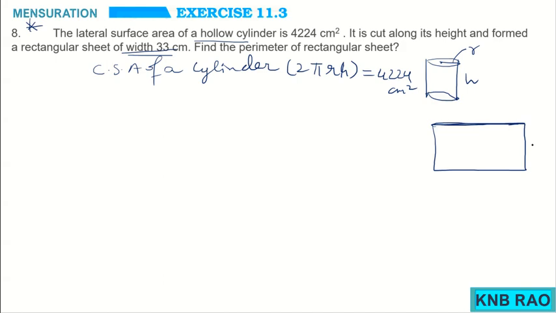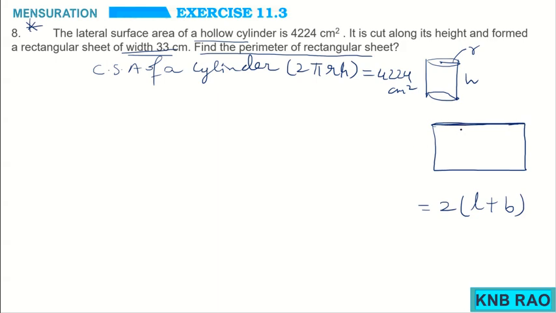Now try to understand, find the perimeter of the sheet. We have to find the perimeter of the sheet. That means 2 times of L plus B. How can I find the perimeter of this L plus B unless I am given L and B? I am not given L and B. I am given only one out of L and B, which is called width.